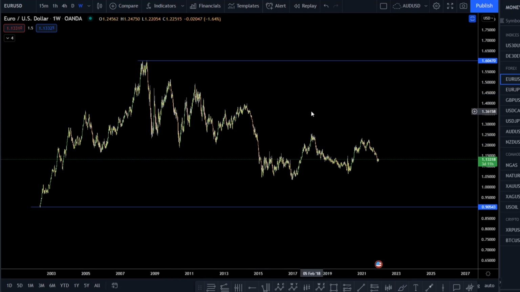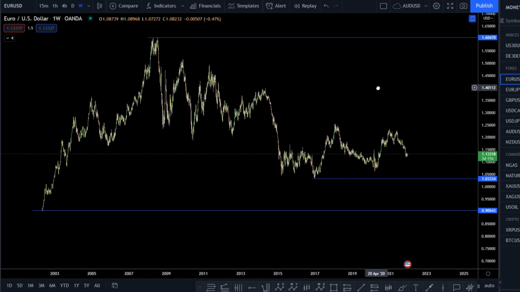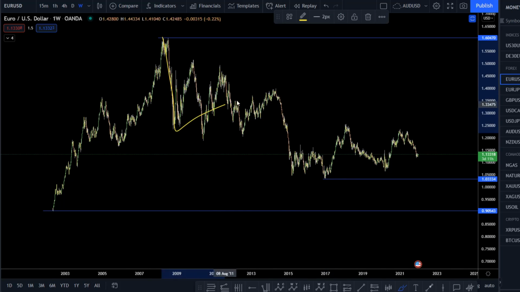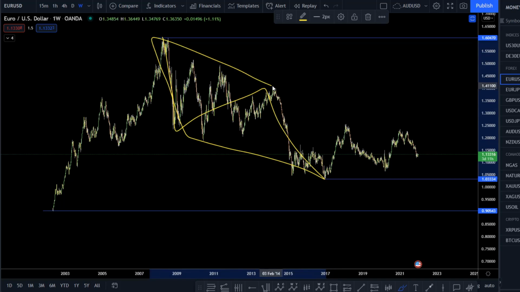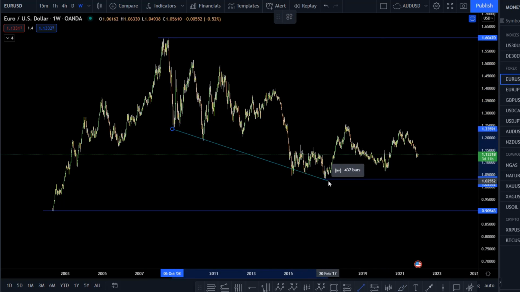Then I look for the low of this correction. So where is the lowest point? It's here. Okay then. So now I suddenly have a bit more information. I now know that if this is the low, then this here could be the correction here. Something like this.